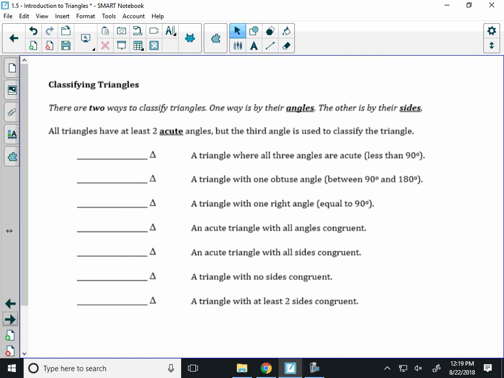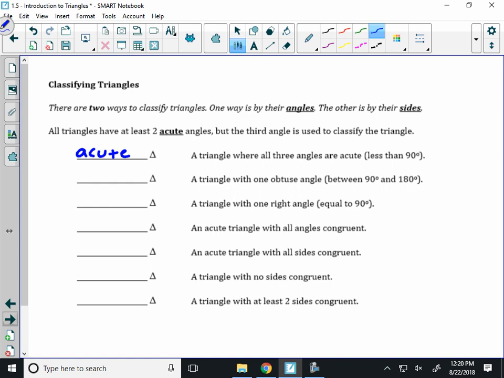So we take a look here. Some of these are based off the definition. Very easy to tell. So the triangle where all three angles are acute, meaning all three angles are less than 90. What do we call that? All three angles are acute. You would call it a... If all three angles are acute, it would be an acute triangle based off the angles. If all three angles are acute, it's an acute triangle.